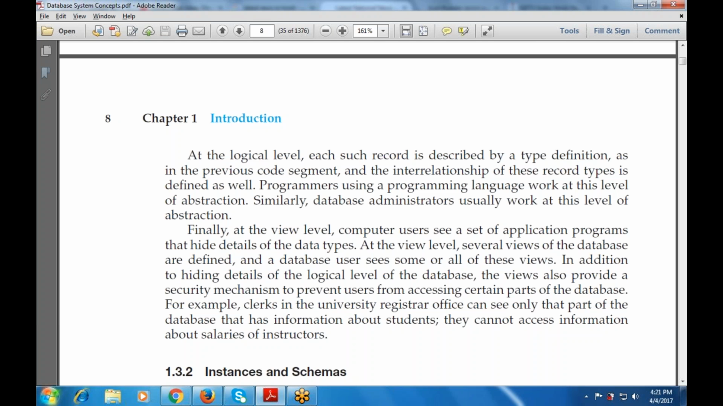Database users might interact with the logical level of abstraction of the database. Views also provide a security mechanism to prevent users from accessing certain parts of the database. For example, the clerks in the university registrar office can see only part of the database and information about it. They cannot access the information about the salaries of the instructors.